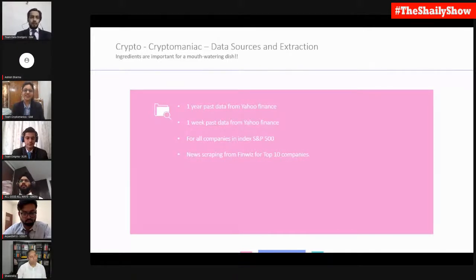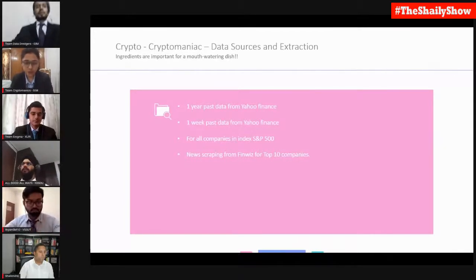Hello. So first of all, we are Team Cryptomaniacs from Goa Institute of Management, and let me walk you through the overall process. First of all, we collected the data from the sites Yahoo Finance and Finviz. Yahoo Finance data was basically to get the technical analysis part. So we collected the stock prices from Yahoo Finance, and from Finviz we web scraped the news to understand the sentiments behind the stocks.